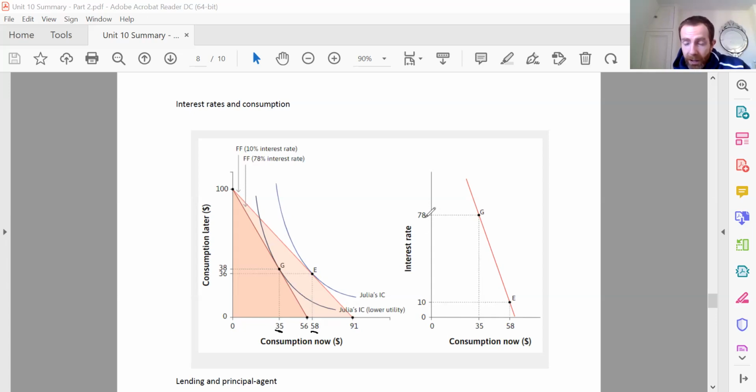And what does this show us? Lower interest rate, more consumption, right? And that's the link we can make, and one that we'll see in future units, how interest rates and the monetary policy of the central bank can have an impact on consumption right now, and therefore aggregate demand right now. But that's how we can make a link between what's called the intertemporal choice that Julia has to make between consumption now and later on, and the interest rate decisions of, say, central banks, which then feed into the interest rate decisions of commercial banks.